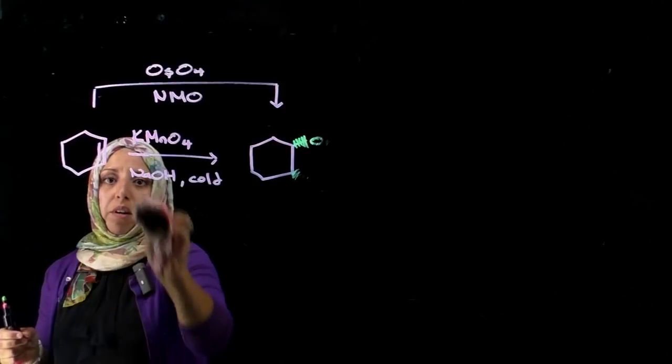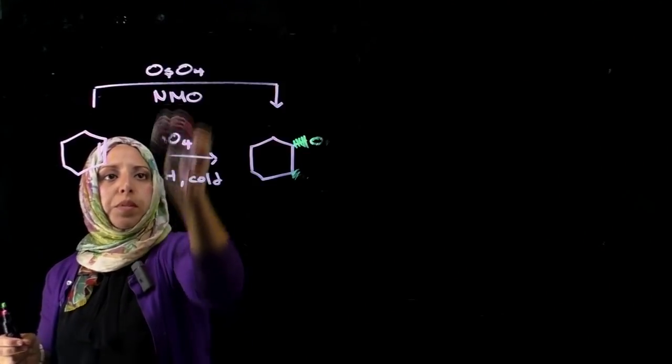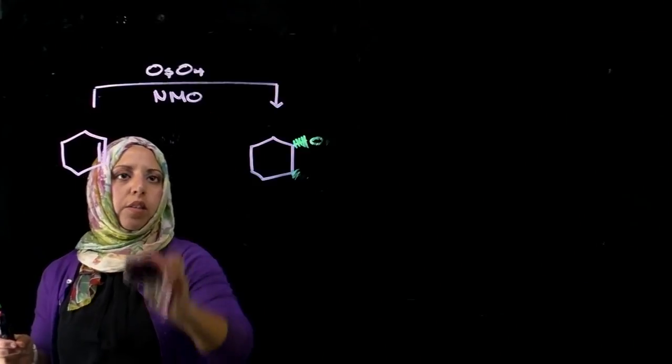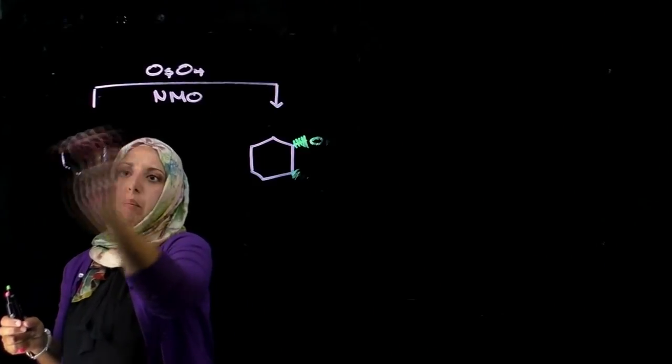So if you wanted to form an epoxide, you could simply add MCPBA to a pi bond instead of doing halohydrin formation and then adding a base.